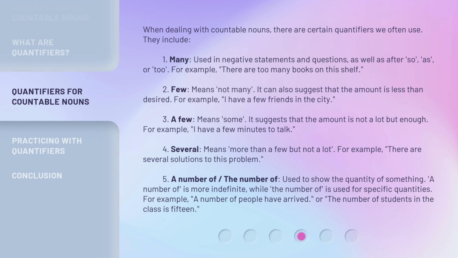They include 1. Many. Used in negative statements and questions, as well as after so, as, or too. For example, there are too many books on this shelf. 2. Few means not many. It can also suggest that the amount is less than desired. For example, I have a few friends in the city.